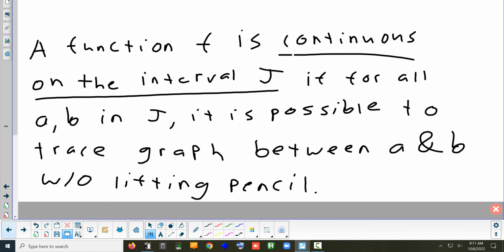Some graphs are continuous everywhere, like a parabola. If I give you a parabola, and you tell me somewhere to start and somewhere to stop, I don't care where, I will never have to lift my pencil when I trace a parabola, no matter where you start, no matter where you stop.